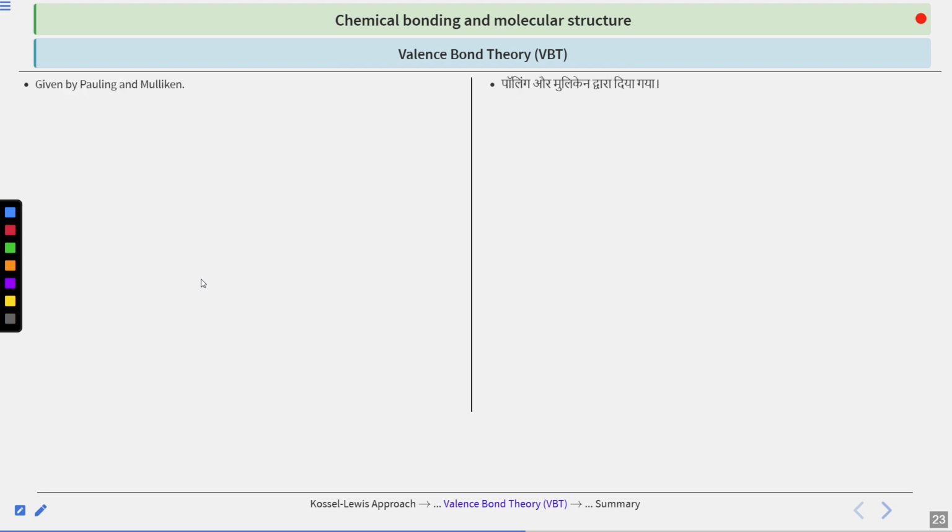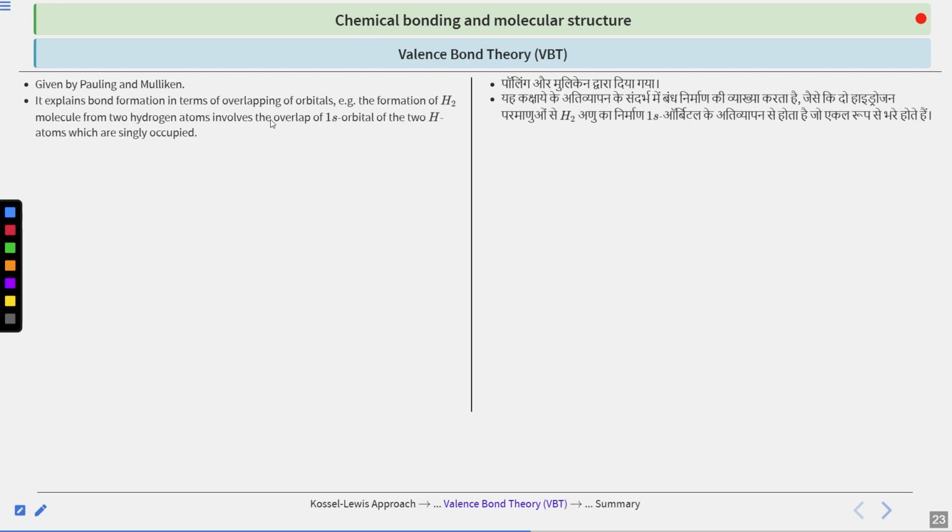Next is Valence Bond Theory. So this was given by Pauling and Mulliken. It explains the formation of bonds in terms of orbital overlapping. For example, if H2 is formed, it is formed by the overlapping of atomic orbitals of two hydrogens. In this case, the 1s orbital of one hydrogen overlaps with the 1s orbital of the other hydrogen to form the H2 molecule.